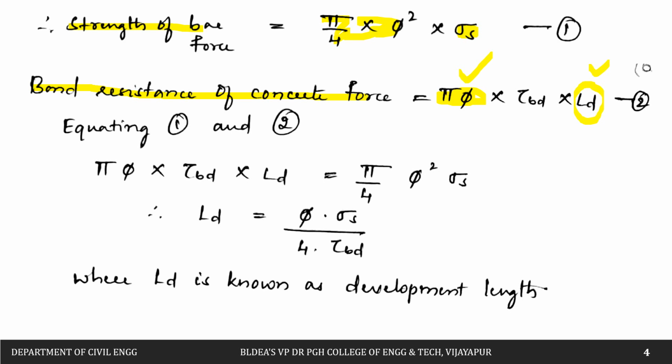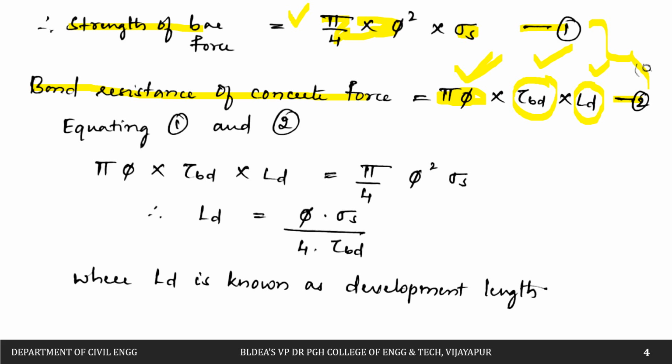This is nothing but the total length multiplied by the stresses which are going to develop around the circumference of the bar for a total length Ld. So this much resistance we are going to have, and this is nothing but the strength of the bar. This is equation number 1 and this is equation number 2.